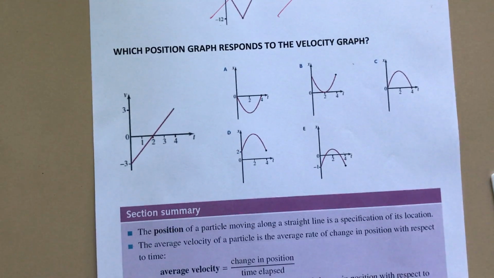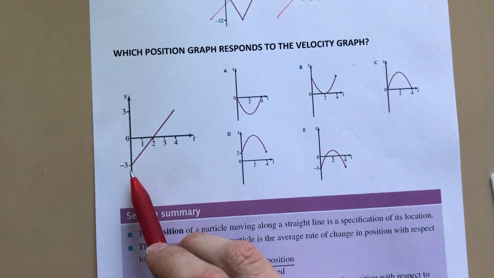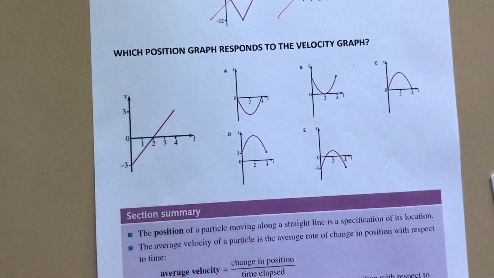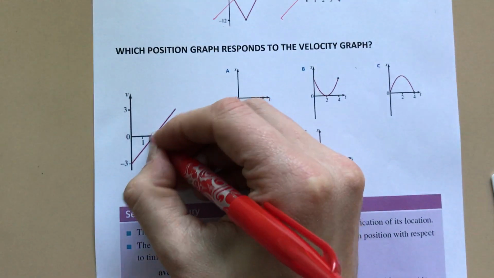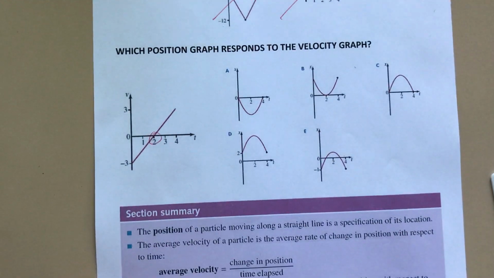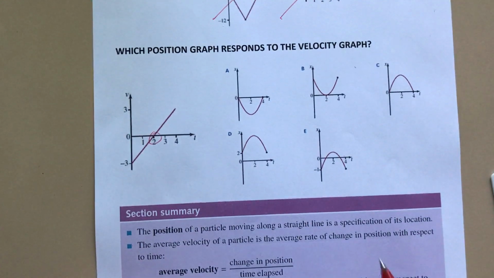Second one is going the other way, okay? Which position graph responds to the velocity graph here? So if we're looking at this velocity graph, what are some key pieces of information we can use to start with? Yep. So the x-intercept happens at 2 here. What will happen then when t is equal to 2? Yeah, it's going to be where we have that point. It's either going to be a maximum or a minimum.